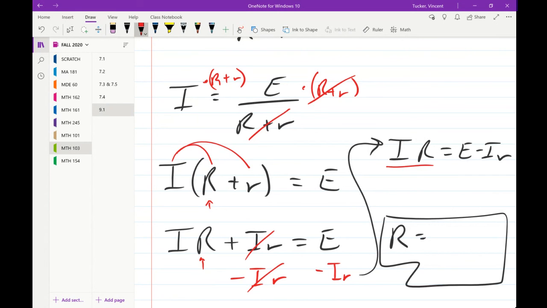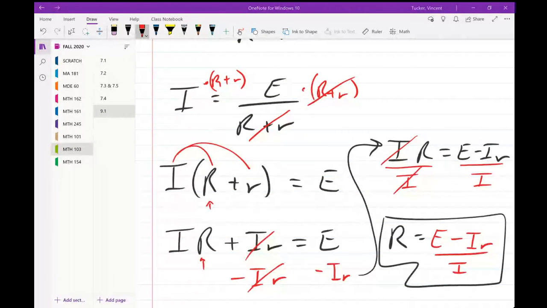So to finish it off, I will divide by capital I. Capital I cancels on the left side. Right side, we have E minus I lowercase r over I. All right. Questions? Any questions, concerns, comments before we let out today?